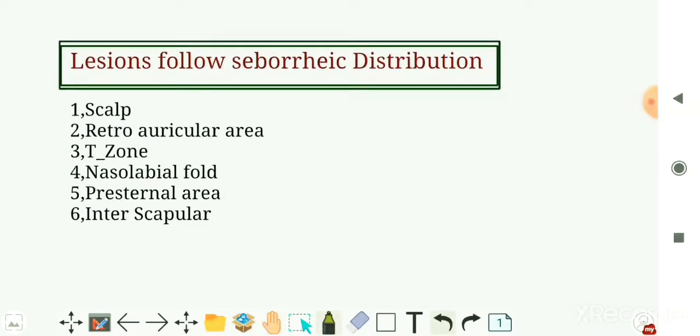Now let's see those sites where lesions follow seborrheic distribution. The first one is scalp, retroauricular area, which means behind the ear, T-zone, which means face, that is forehead and nose. The nasolabial folds, presternal area, and interscapular area.